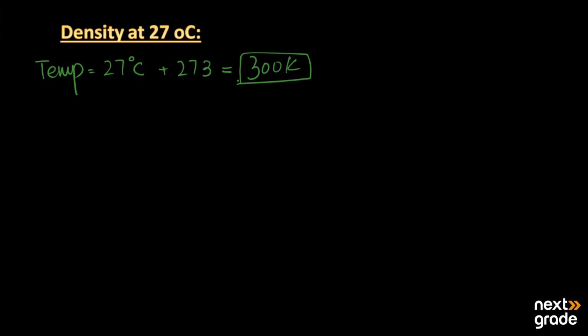First of all, we will calculate the density at 27 degrees Celsius. Here, the temperature is 27 degrees Celsius. By adding 273.16, we get about 300 Kelvin, since the temperature must be in the Kelvin scale. Now we will put in the values of the general gas constant and the pressure. The equation we have is D equals PM over RT.